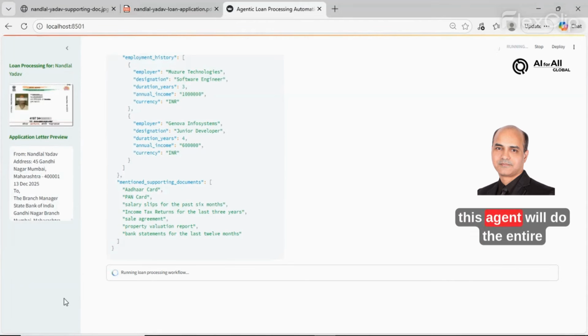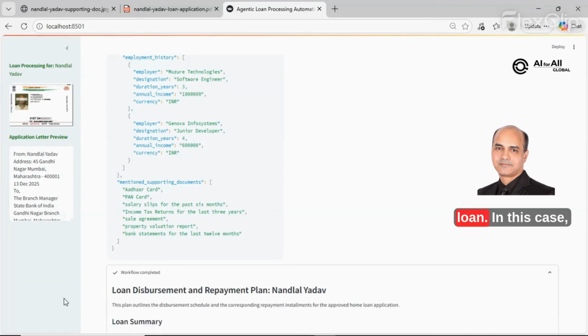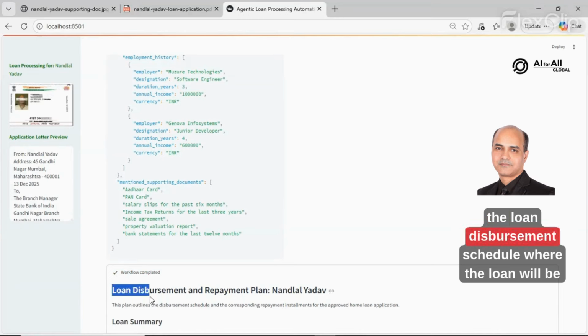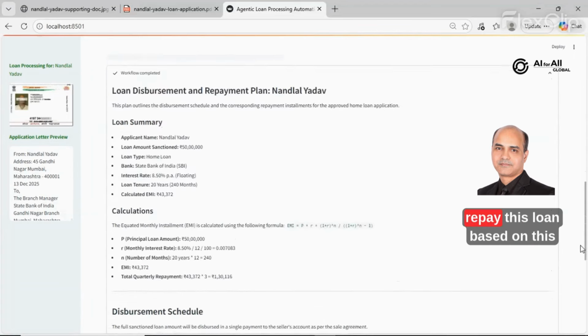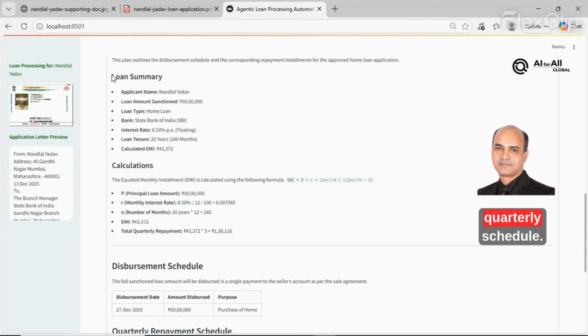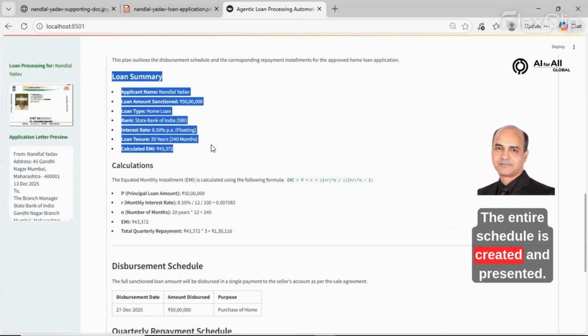Based on that, this agent will do the entire calculations and also find out a practical plan to repay this loan. In this case, you see that the agent has created the loan disbursement schedule where the loan will be disbursed on this particular date, and then the applicant will repay this loan based on this quarterly schedule. The entire schedule is created and presented.